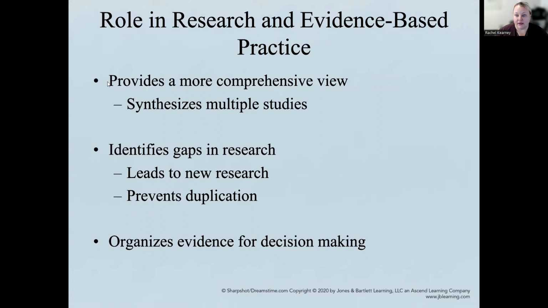So the role that systematic reviews play in evidence-based practice and in research is really a way to combine multiple studies on the same topic for a more comprehensive review of what the outcomes are. It also can identify gaps in the research and helps you organize the evidence in order to make decisions about your practice. These are good ways to really get a good hold on a lot of the literature about one particular topic.